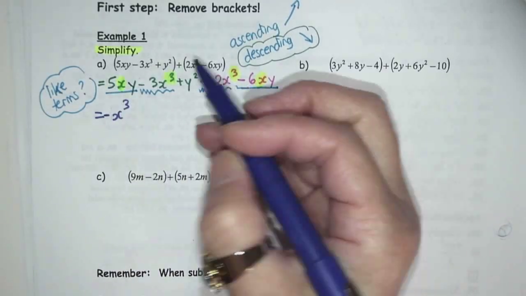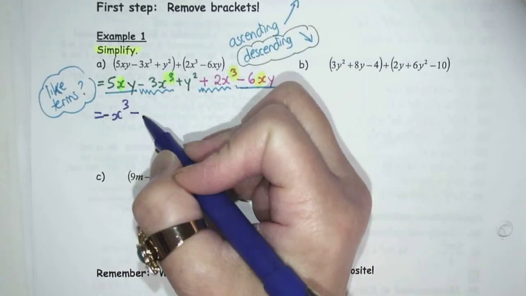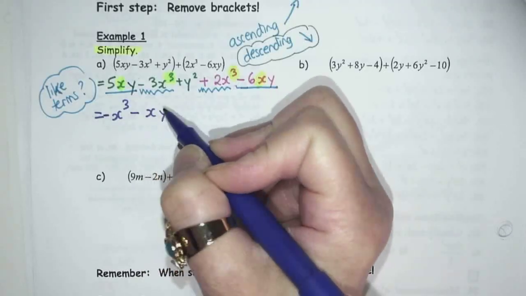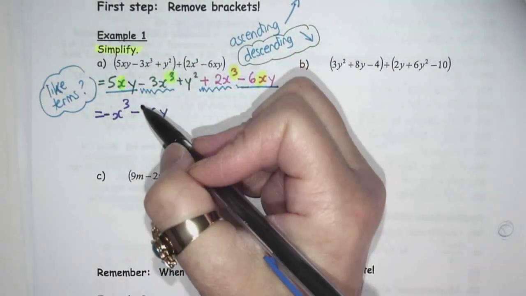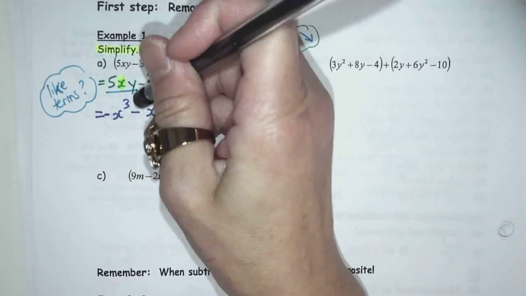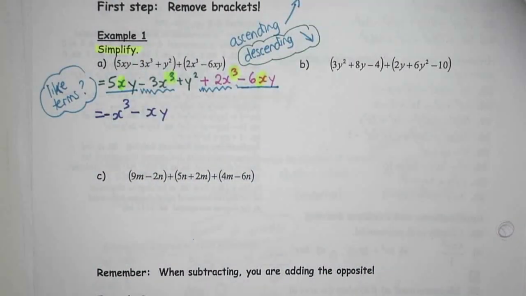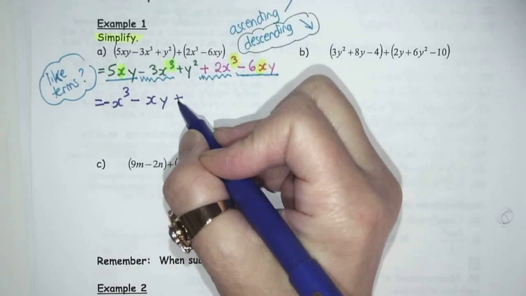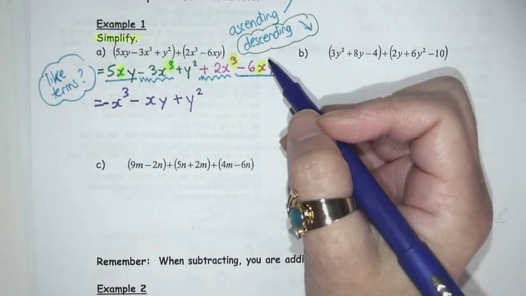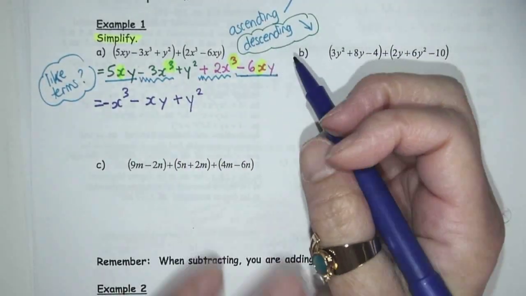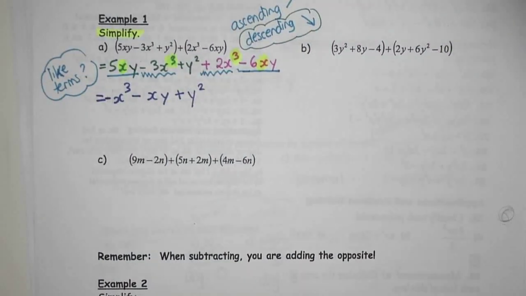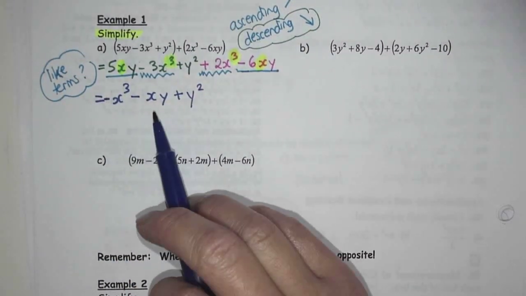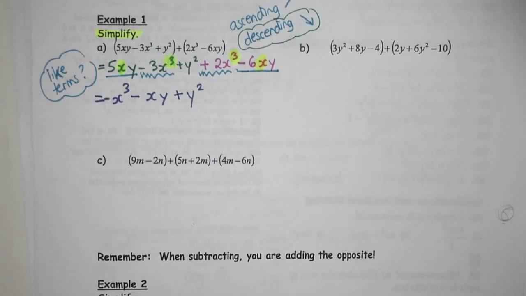5 minus 6 is negative invisible 1 xy. So you can see there's an invisible 1 here, that if you write it, you want to erase it. Okay, so it's negative xy. And then this last one has no x's to it, so I just write it down, y squared. So I usually choose descending order when I'm not given instructions otherwise. So I had 3 x's, 1x, no x's.